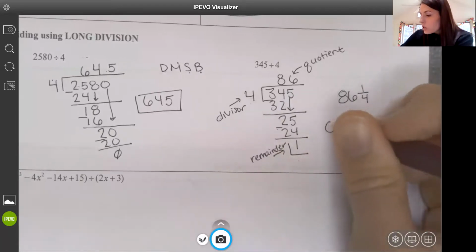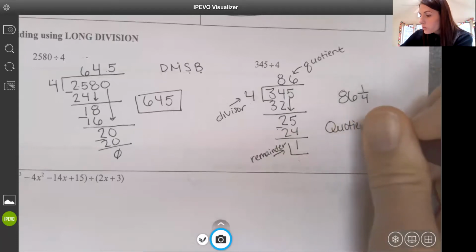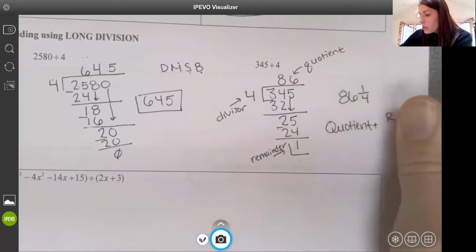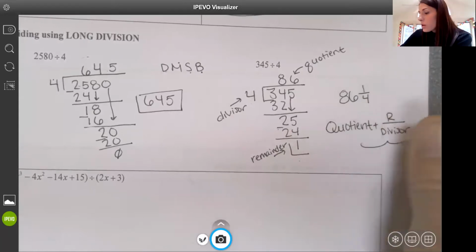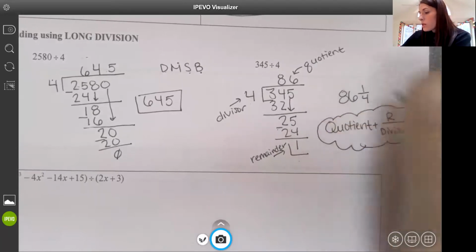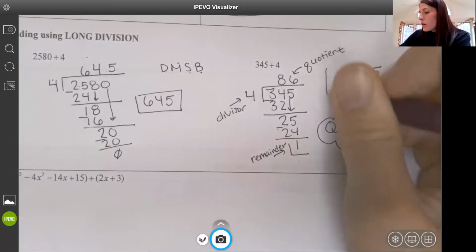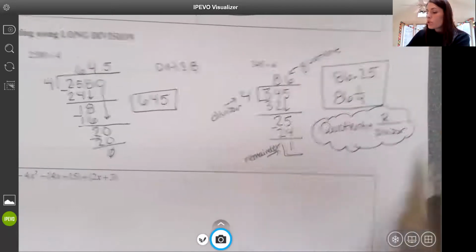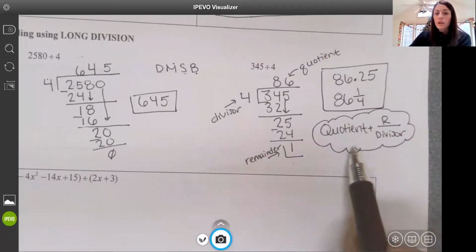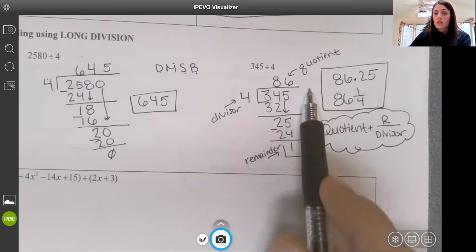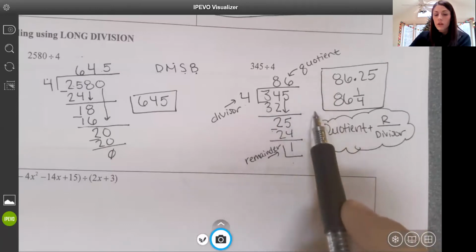So our answer is always the quotient plus the remainder over the divisor. That's also true when we have remainders, or this is 86.25 if I wrote the decimal version. Even when we do our polynomials, same idea. If I have a remainder, I'm writing what was my answer plus the remainder over the divisor.